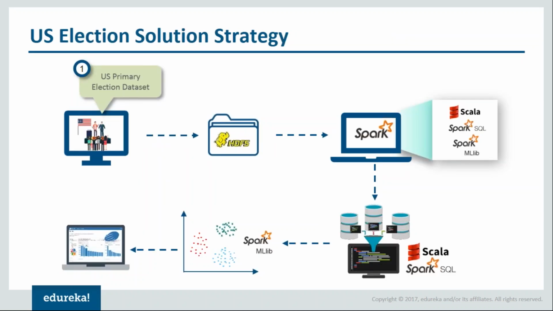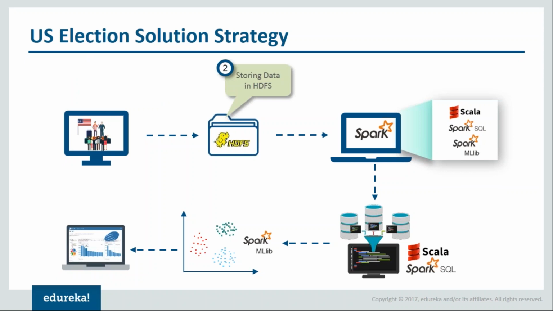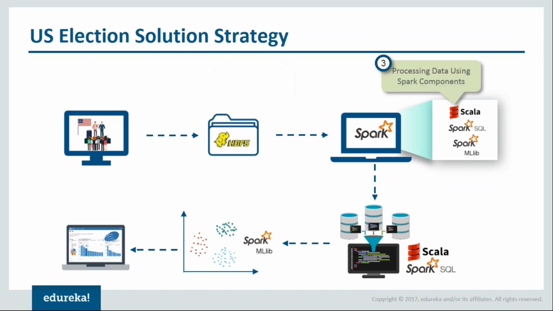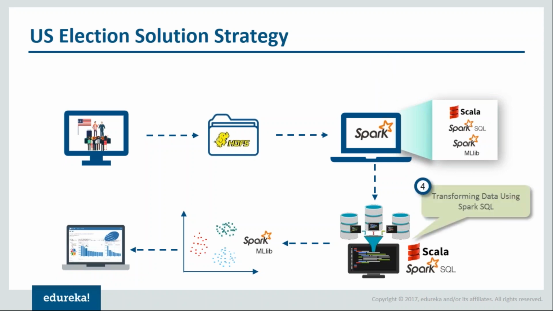So the first thing you'll do is that you need a data set, and you have got two data sets with you. The second thing you need to do is store that data into HDFS. Now HDFS is Hadoop Distributed File System, so you need to store that data. The next step is to process that data using Spark components, and we'll be using Spark SQL, Spark MLlib, etc. The next task is to transform the data using Spark SQL. Transforming here means filtering out the rows and columns that you might not need in order to process this.